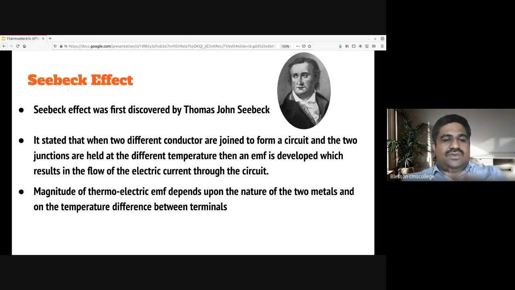The Seebeck effect was discovered by Thomas John Seebeck. The Seebeck effect states that when two different conductors, a couple of metals, are joined to form a circuit and the junctions are held at different temperatures, then a potential difference or an EMF is developed, which results in the flow of electric current.